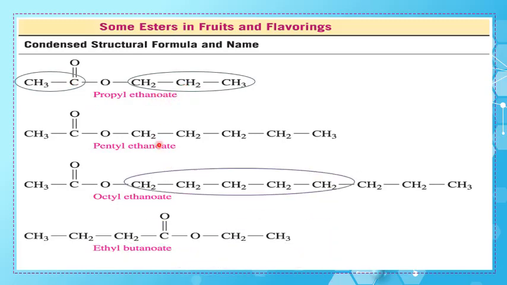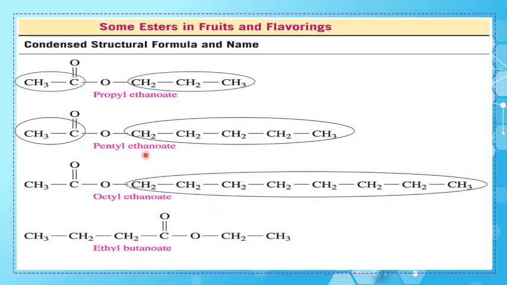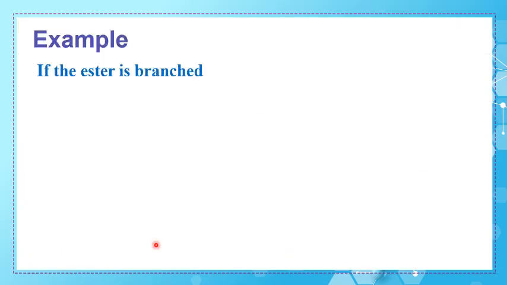Look at this example. The part coming from alcohol has 5 carbons, so it would be called pentyl. And the part coming from the carboxylic acid is ethanoate. A third example, it's octyl with 8 carbon atoms, and here is ethanoate. And the last example, 2 carbons from the alcohol, so it is ethyl, and 4 carbons for the carboxylic acid, it would be butanoate. Now, what if the ester is branched?